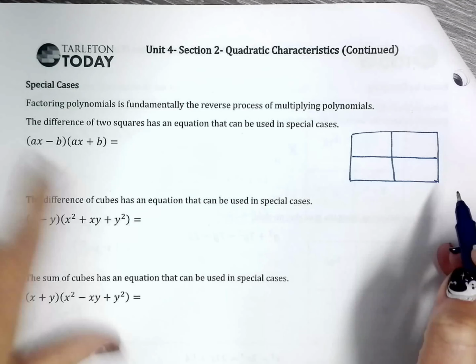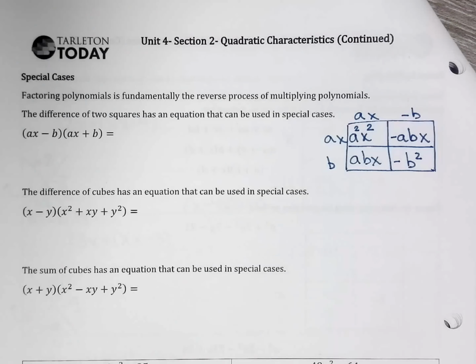So I multiply that, ax minus b, ax plus b, right there. Multiply this by this, I get a squared x squared. Multiply these guys, negative abx. It could have been negative bax or negative axb, it doesn't matter, but I put that in order. So another one, abx. Multiply these guys, negative b squared.